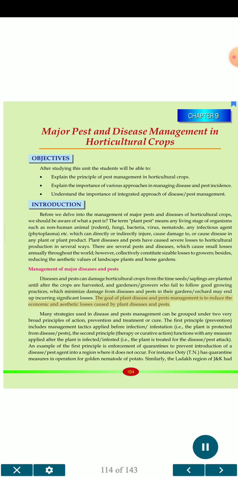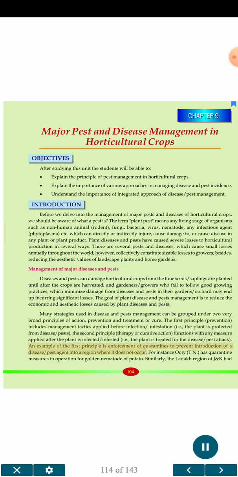The goal of plant disease and pest management is to reduce the economic and aesthetic losses caused by plant diseases and pests. Many strategies used in disease and pest management can be grouped under two very broad principles of action: prevention and treatment or cure. The first principle, prevention, includes management tactics applied before infection, infestation, i.e., the plant is protected from disease, pest. The second principle, therapy or curative action, functions with any measure applied after the plant is infested, i.e., the plant is treated for the disease, pest attack.